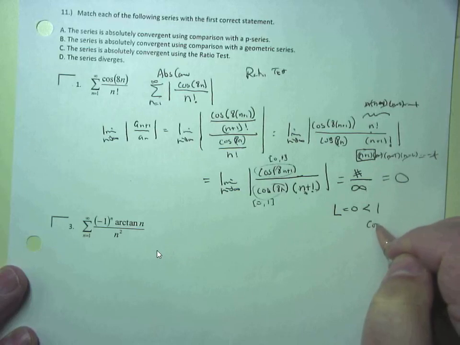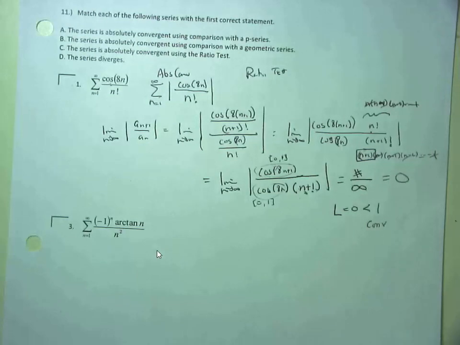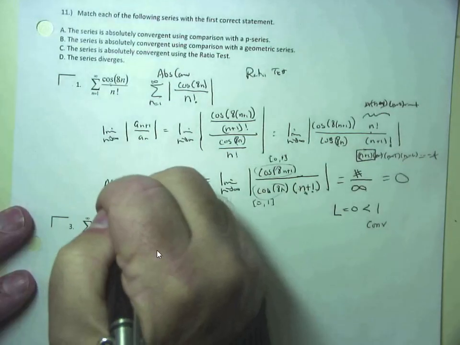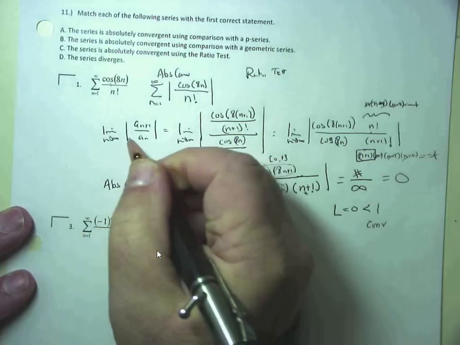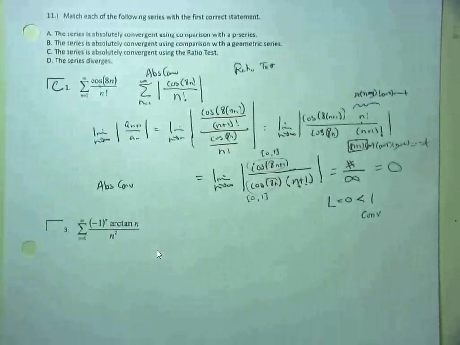It's going to converge. And because this is cosine, and cosine bounces between negative 1 and positive 1, we would say this is absolutely convergent. But we had to use the ratio test. The answer for this one is C. Does that make sense? And again, you're not supposed to think too deep about it. They're trying to throw you off with the cosine.